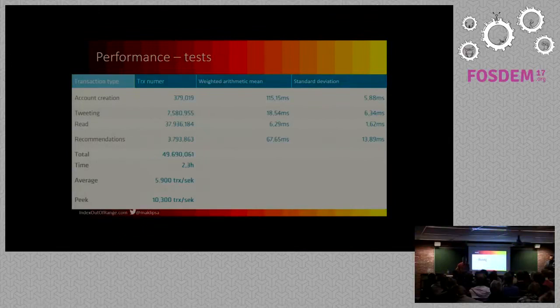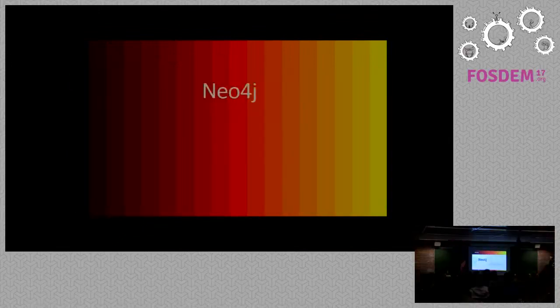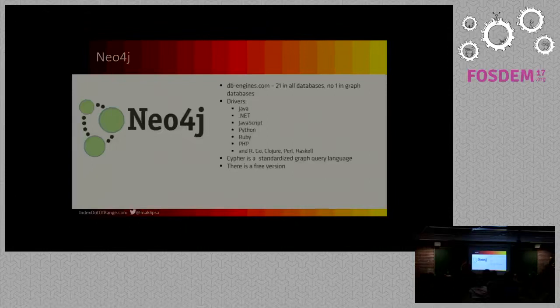Neo4j. Why did I get interested in Neo4j? Because there's a site, dbengines.com, and on this site, Neo4j is the 20th or 21st most popular database, which is a really good position. And of course, it's the number one graph database there is. It has drivers for almost any language. Cypher, we have OpenCypher. Cypher is basically the industry standard for asking graph questions. That's it. And of course there is a free version.